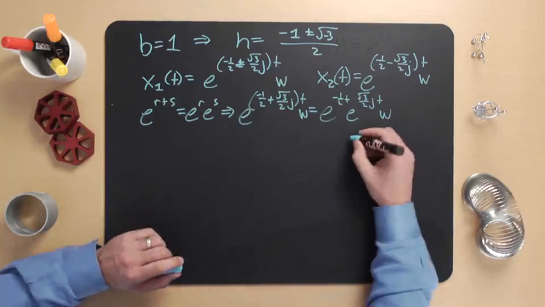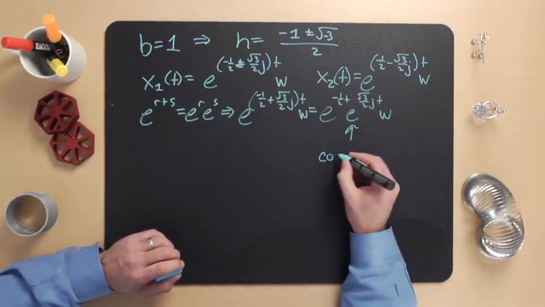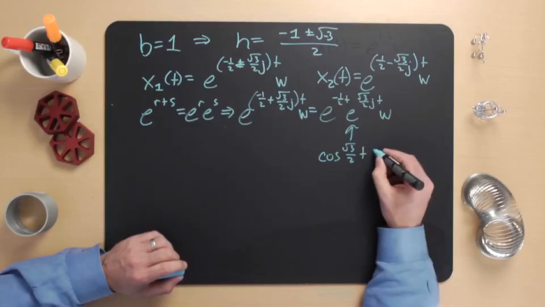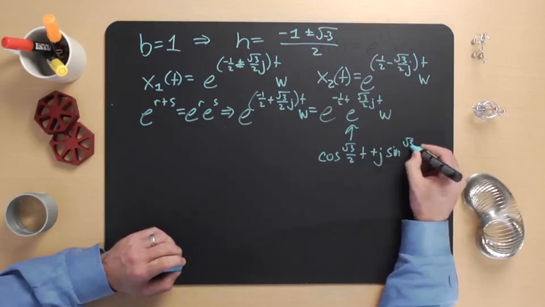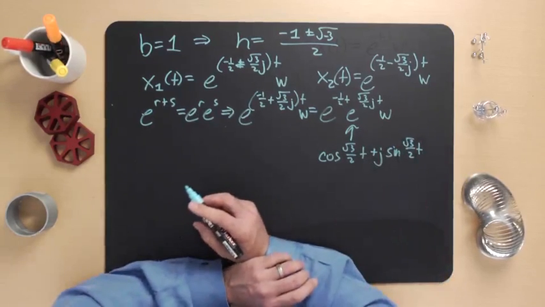So I can separate the terms that involve the imaginary number j from the terms that do not. For instance, now I can take this term right here and point out that it's equal to the cosine of square root of 3 over 2 times t plus j times the sine of square root of 3 over 2 times t. Using the same trick as last time to get rid of j, we can conclude that solutions are of the form of an exponential times cosine and sine terms.